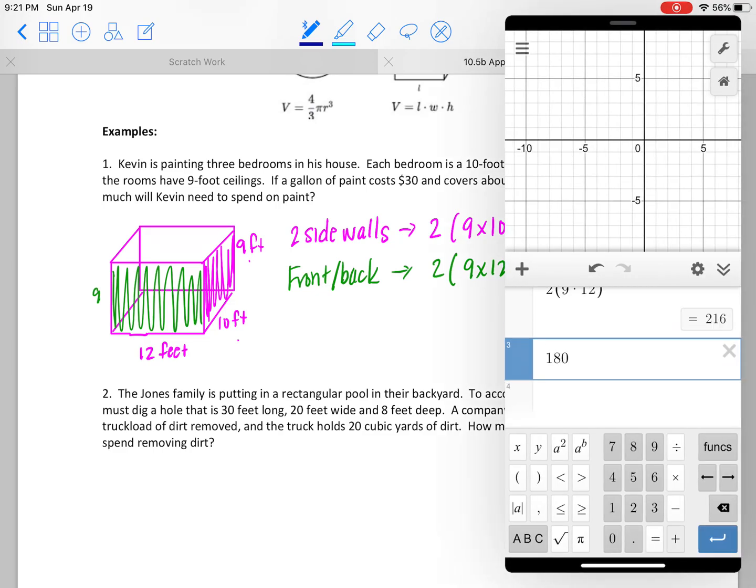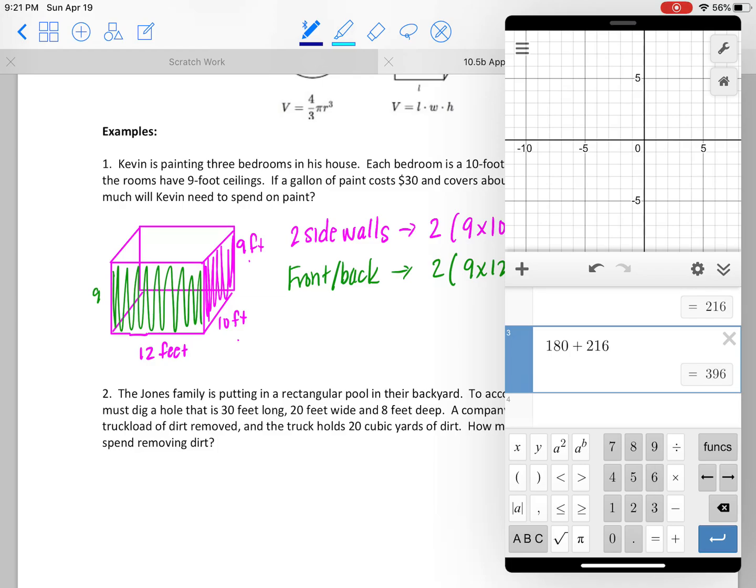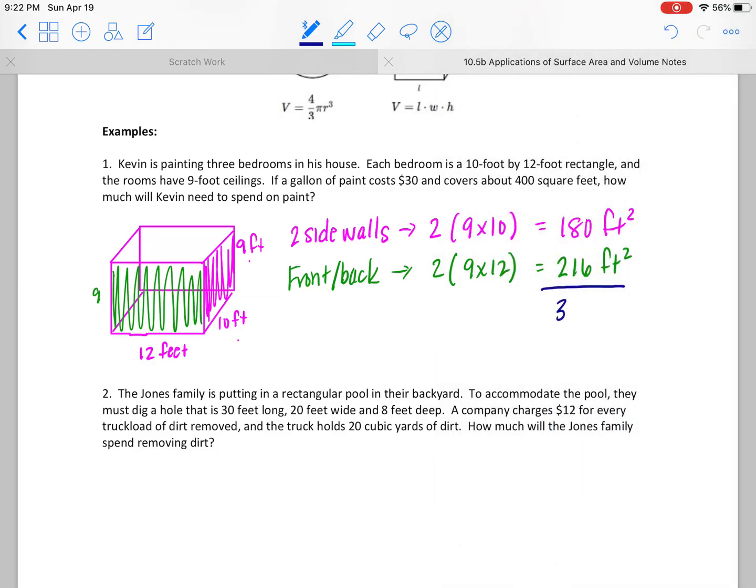Okay, so all together for one room, 180 and 216 is 396 square feet. Okay, that's one room. And it says here that 1 gallon of paint covers 400 square feet. So 1 gallon of paint is going to be good for one room. Well, if he's got 3 rooms, so times 3 rooms, he's gonna need a gallon.